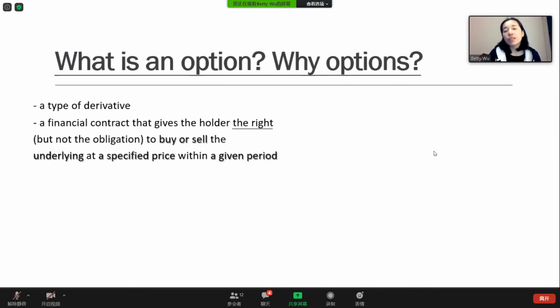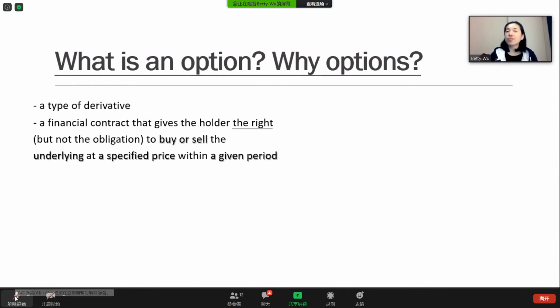And why? There are two main reasons why an investor wants to buy or enter an option contract. Obviously, there are sort of small reasons, but what are the two main reasons? What's the main purpose of holding options? Anyone? Give it a try. What are the main reasons?